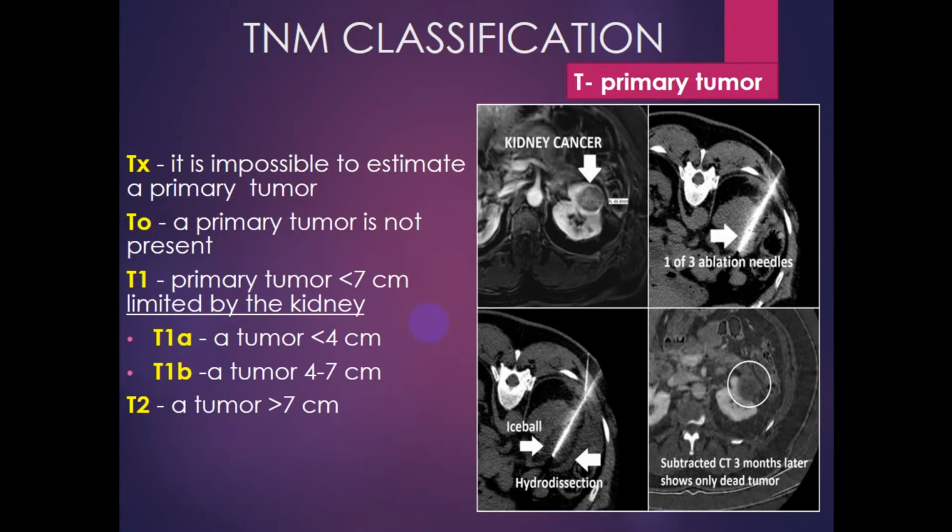The next one is T2, a tumor more than 7 centimeters. Here you can see a kidney cancer. I suppose it's a T1B grade, about maybe 5 centimeters, and a mechanism of ablation.